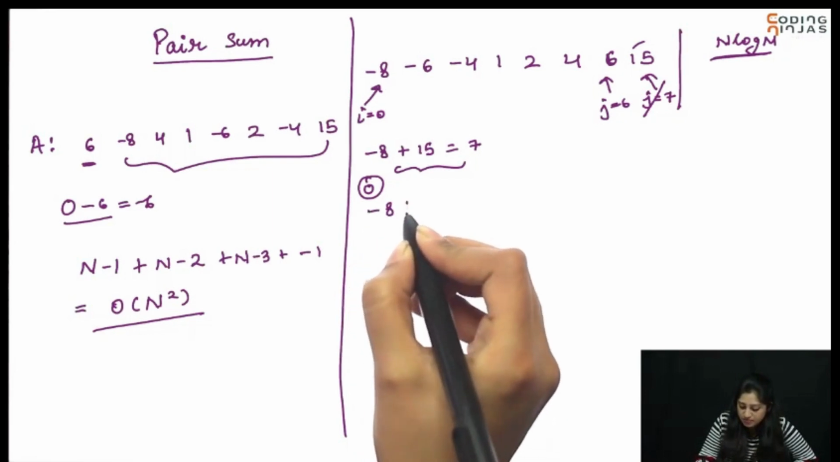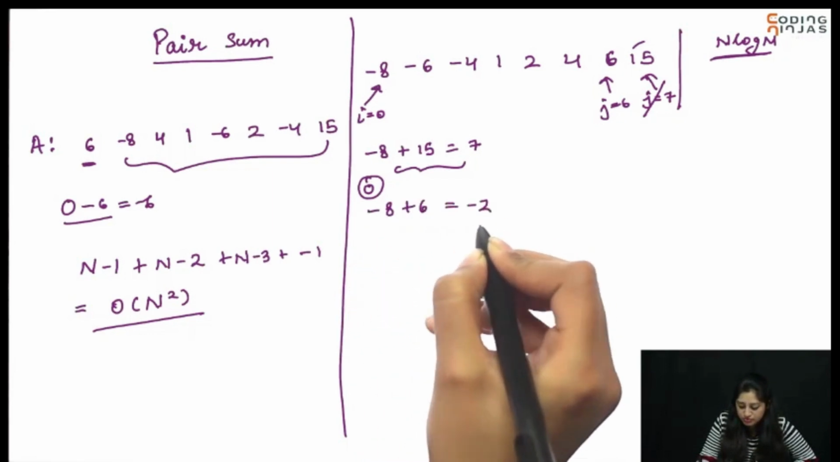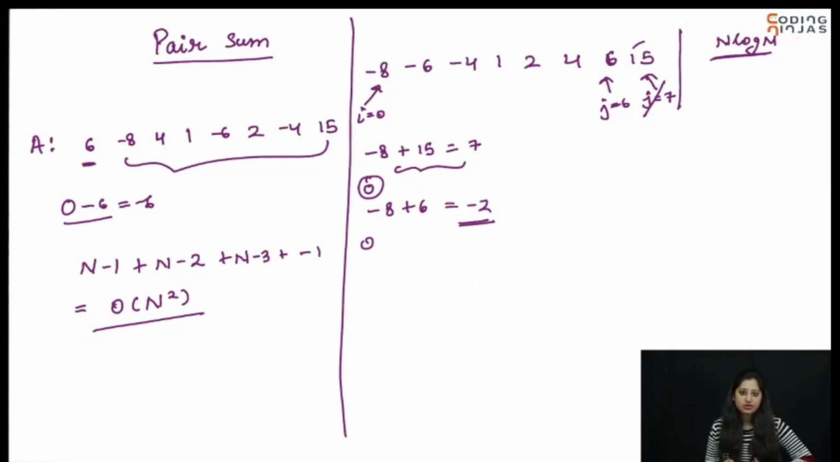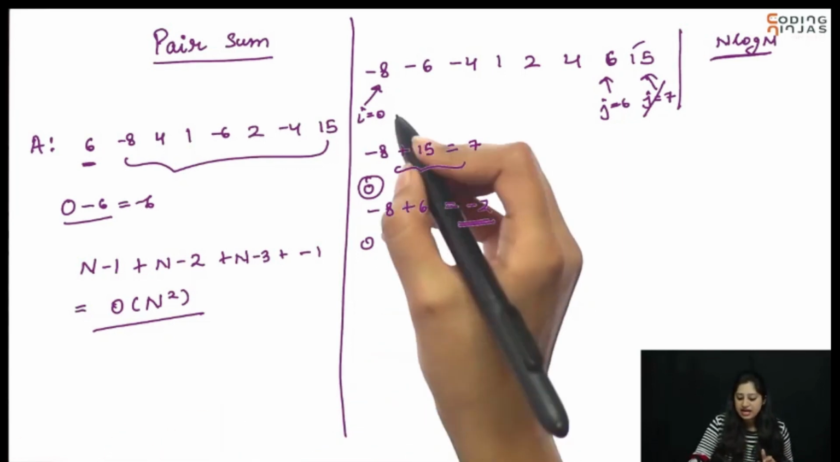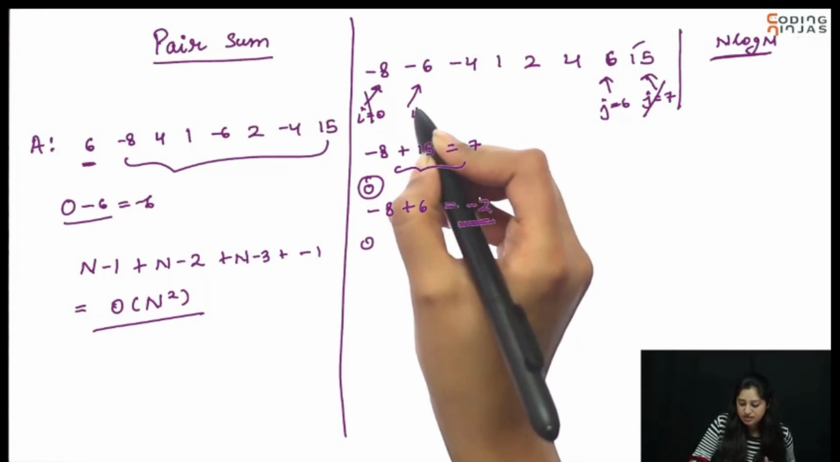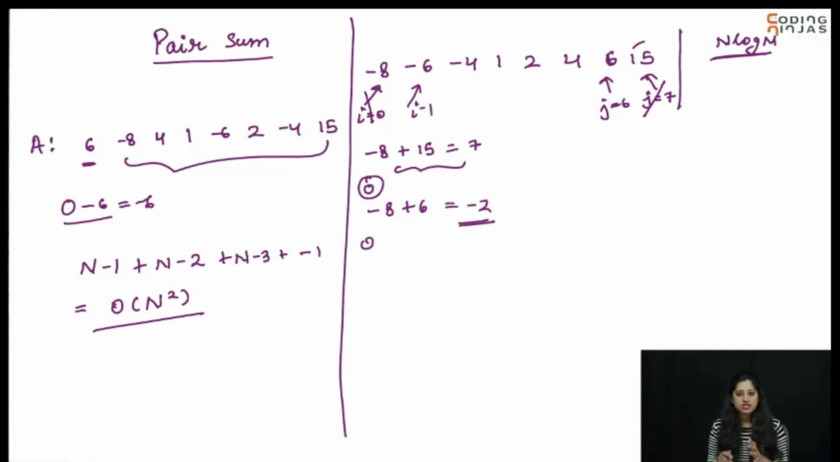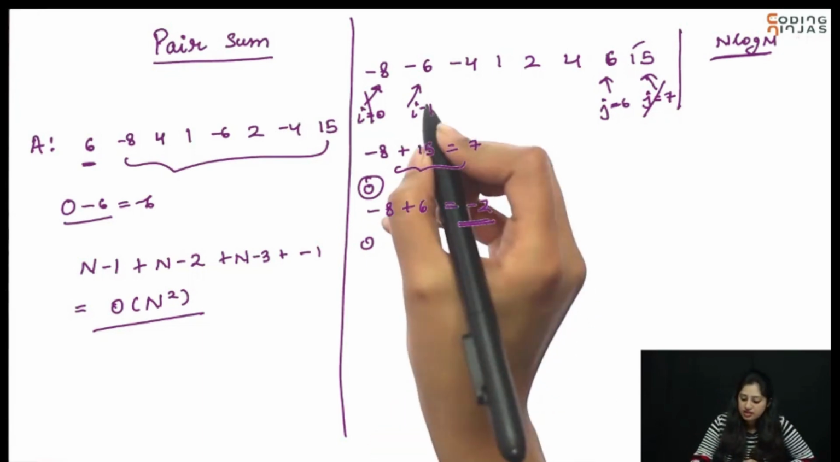Minus 8 plus 6 comes out to be minus 2. Expected sum is 0. I am getting minus 2, which is obviously lower than what I expect. That means the negative portion is greater than the positive portion. That means I have added a number which is smaller, and I should try adding a number just greater than minus 8. So increase i. Now try adding the elements at i and j. The sum of elements at i and j is 0. Perfect. So I have one pair with me. Print the pair. Move ahead.